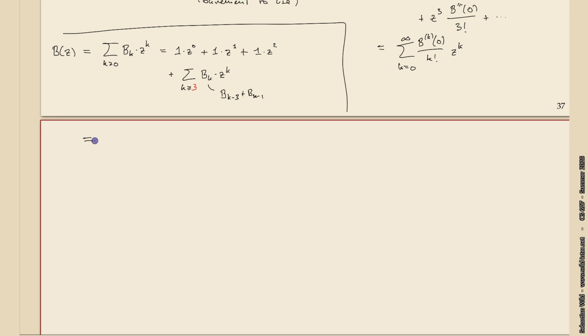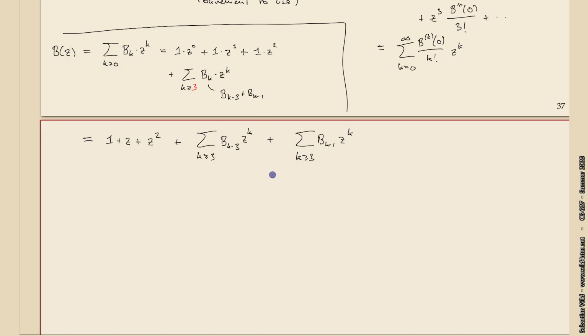So I'm continuing this equation for b of z. And we have these terms. So it's 1 plus z plus z squared plus, now these can immediately split. They're inserted here, but then I can take the sum apart. So there's one sum, k greater or equal 3, b of k minus 3 times z to the k. And the second sum, k greater or equal 3, b of k minus 1 times z to the k.